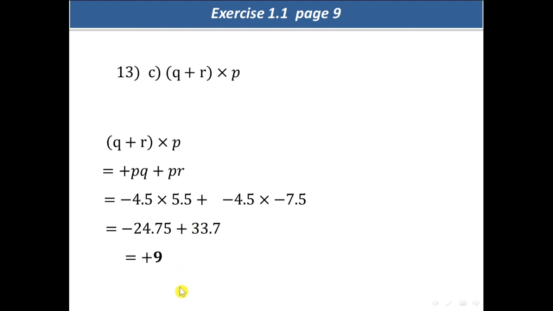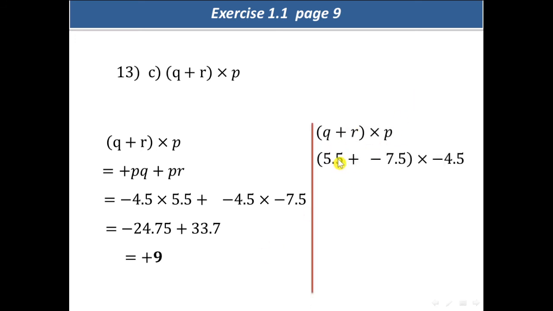Okay, this is one way of doing it, but most of the students did it this way. You have the equation, they substitute in the equation immediately. It's also okay. I consider it less complicated. Yeah, so you deal with what's inside first. You have to deal with what's inside first, okay?